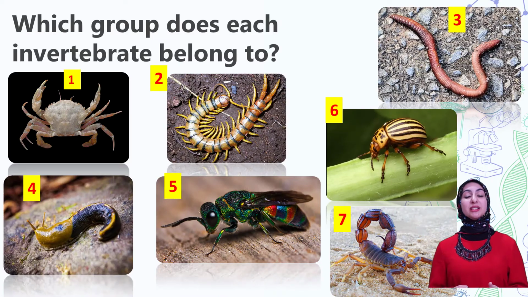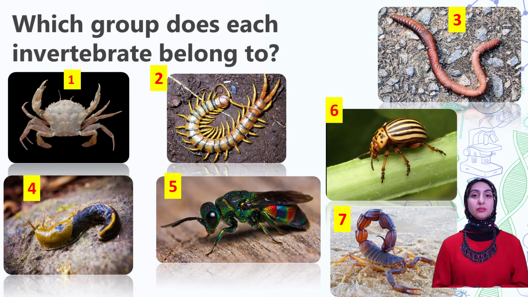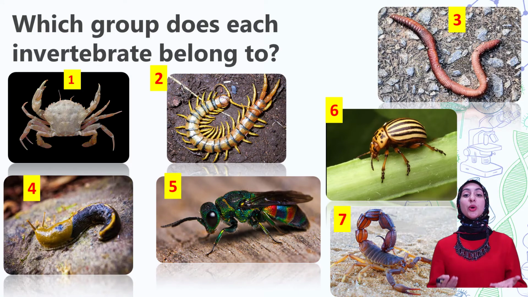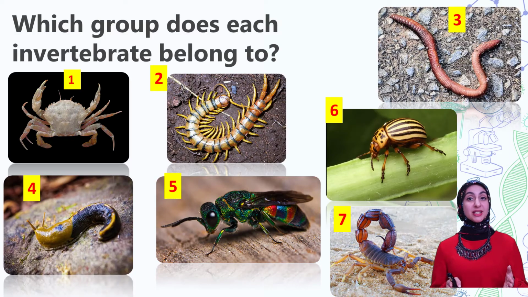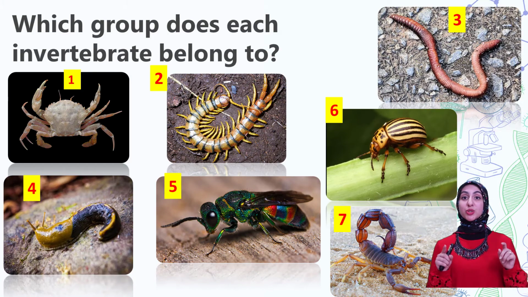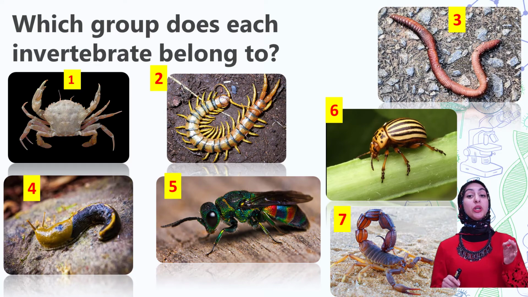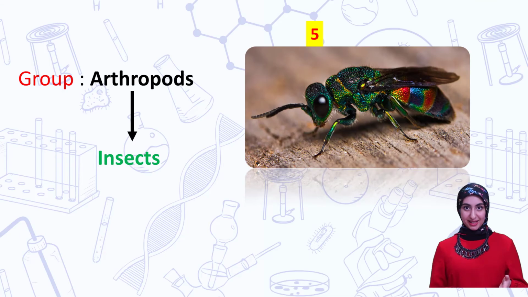For the fourth invertebrate here, we can see a muscular foot, right? And also there is one pair of antennae. It has an unsegmented body, so it is classified as mollusks. The fifth invertebrate here, it has 3 legs on each side. This means it has 6 jointed legs. Also, it has wings, it has one pair of antennae, and its body is divided into 3 parts: head, thorax, and abdomen. So it is classified as insects.